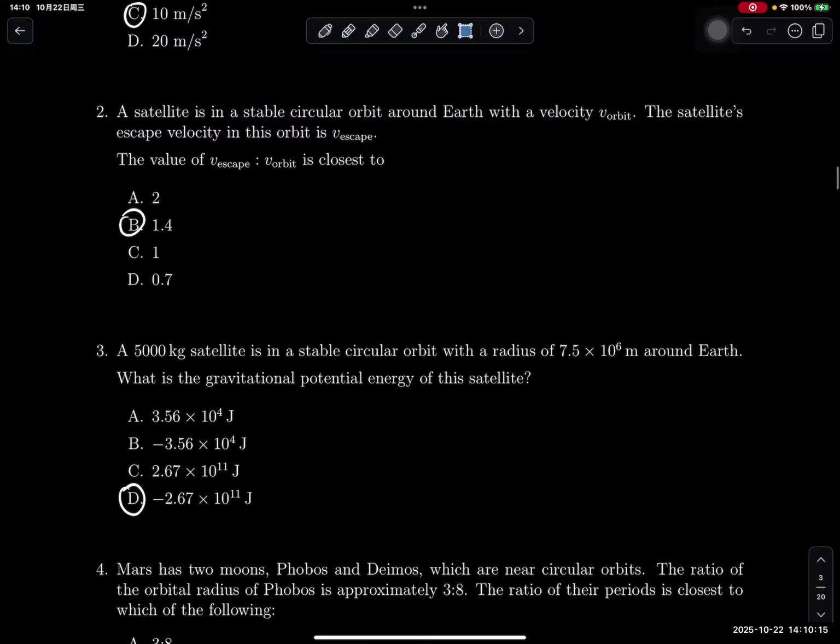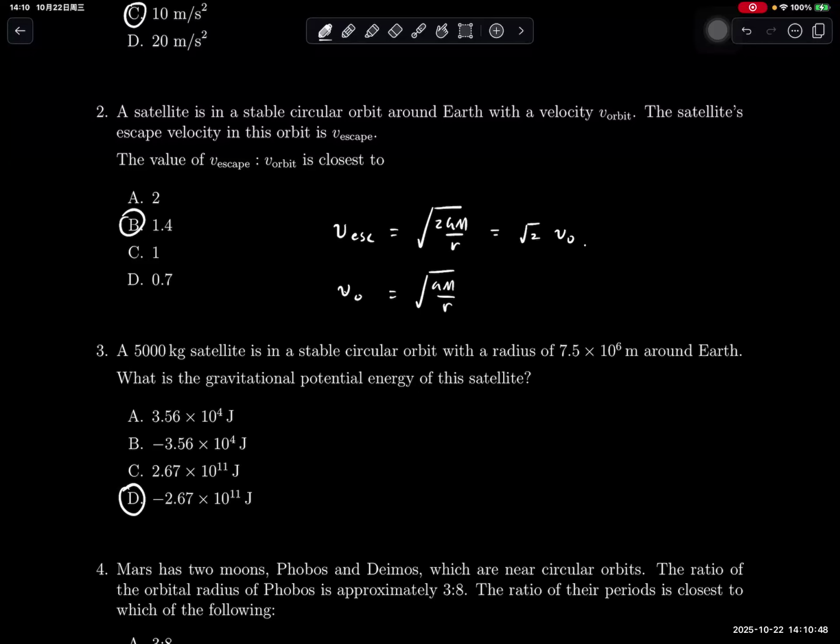Question two. A satellite is in a stable circular orbit around Earth with an orbital velocity. What is the satellite's escape velocity in this case? If you're paying attention in class, you should know that escape velocity is the square root of 2GM over r, while the orbital velocity is the square root of GM over r. As you can see from the relationship, the escape velocity is exactly square root of 2 multiplied by the orbital velocity, and that number is 1.414 or so. So it's B.